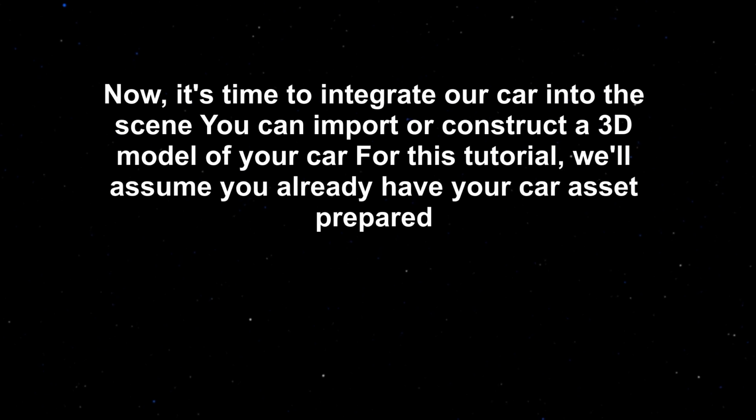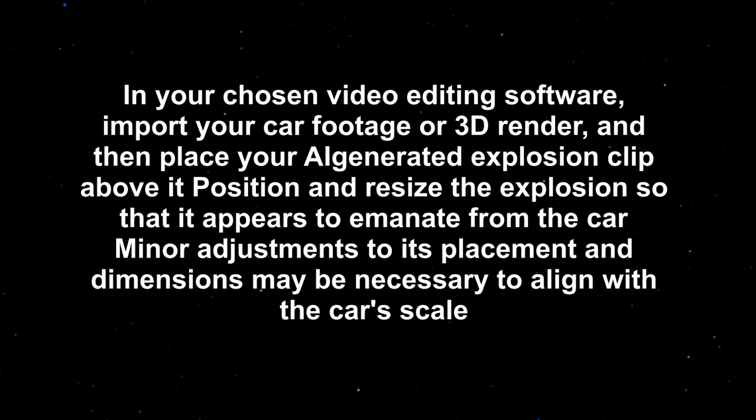You can import or construct a 3D model of your car for this tutorial. We'll assume you already have your car asset prepared. In your chosen video editing software, import your car footage or 3D render, and then place your AI-generated explosion clip above it. Position and resize the explosion so that it appears to emanate from the car. Minor adjustments to its placement and dimensions may be necessary to align with the car's scale.